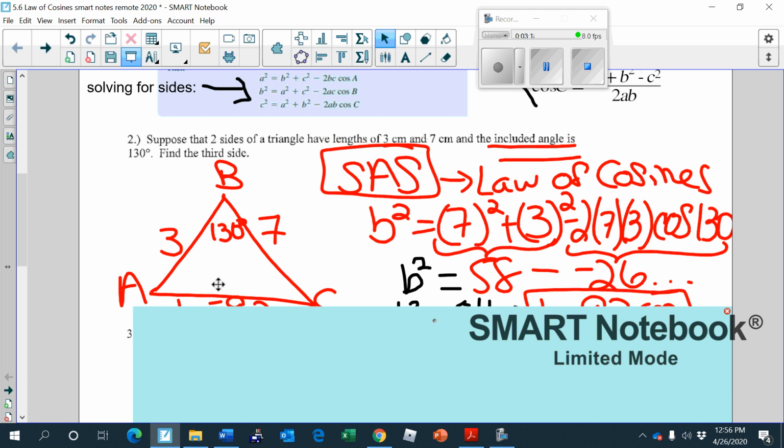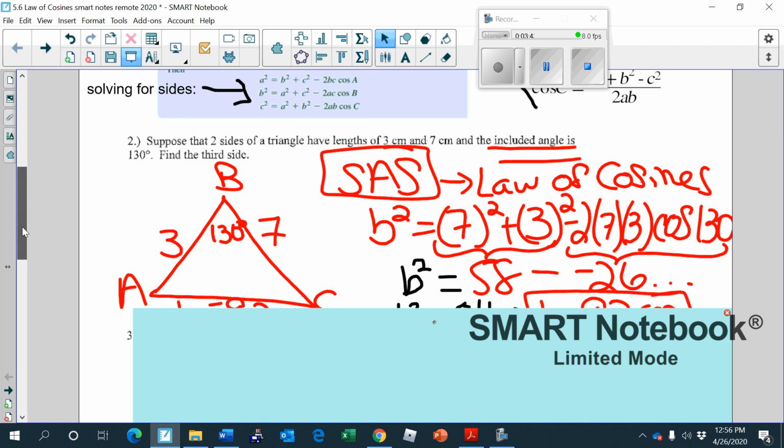Okay, so here's my triangle ABC. Here's my side, 3 centimeters. Here's the other side, 7 centimeters. And the included angle goes between the two given sides. So that's 130 degrees. Look at how I labeled my triangle. I labeled it A, B, C. So the side I'm solving for is across from angle B. So I'm going to call that side little b, right?